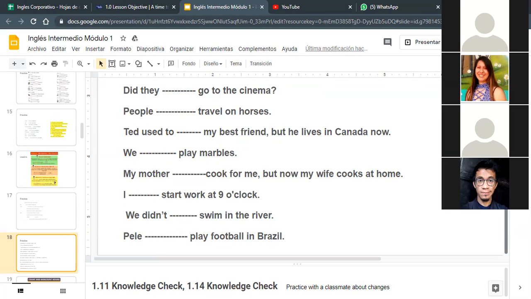We used to play marbles. Good. Do you know what are marbles? Marbles are the little balls, right? Made of crystal that you use when you were a kid. Yes. I remember. All right, good. Okay, the next one. My mother used to cook for me, but now my wife cooks at home. Okay, my mother used to cook for me. And the next one.